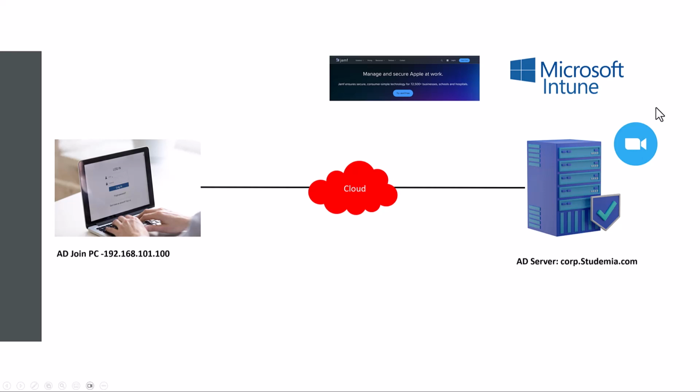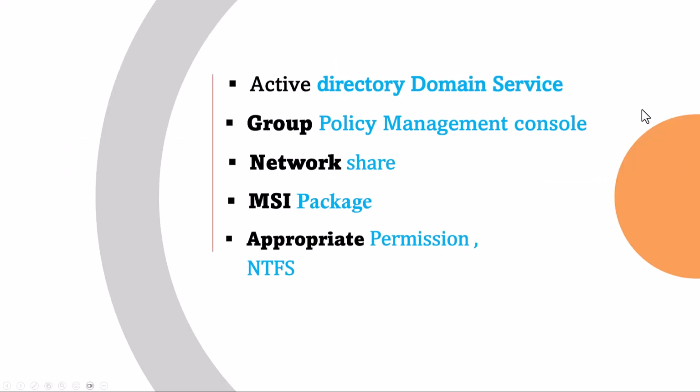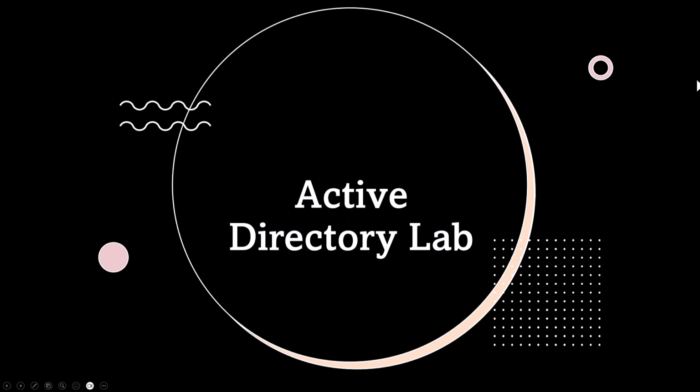So this is the basic lab topology, and in order to do that in Active Directory, you have to have Active Directory Domain Services, group policy, a network share, the MSI package, which we are going to download from the internet, an appropriate permission, and NTFS. So those are the basic parameters required. Now let's go back to our lab and let's see what we can do.